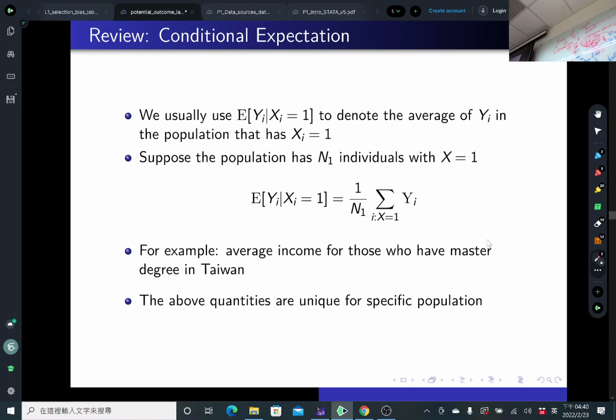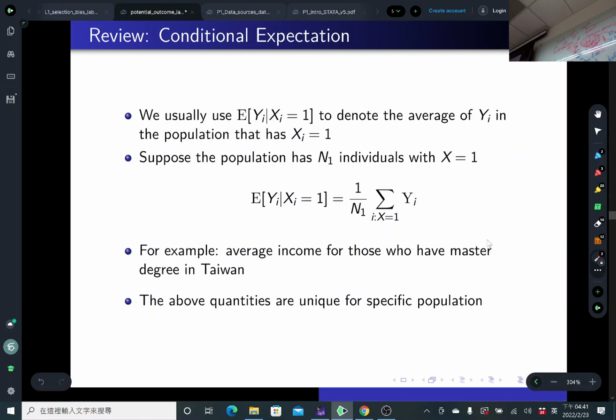So we usually use the expectation of y conditional on this variable x equal to 1. This means the average of y for the population that has x equal to 1. For example, x could be gender. 1 means female, 0 means male. So this means we want to know the average earning for females. Okay, we don't want to know everyone's. We just want to focus on x equal to 1, the people who have the characteristics that satisfy this.